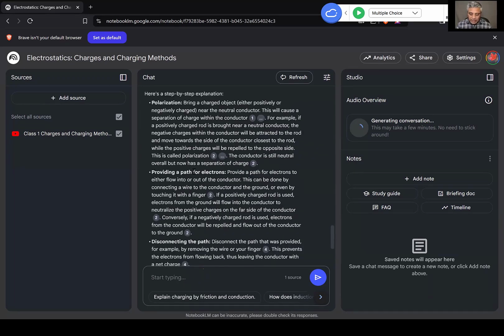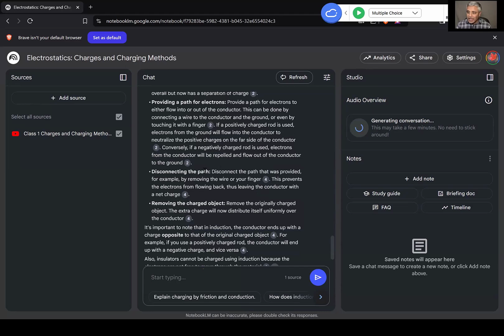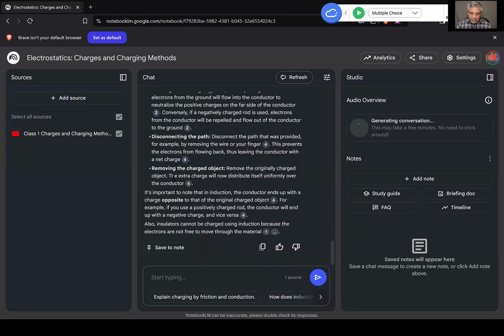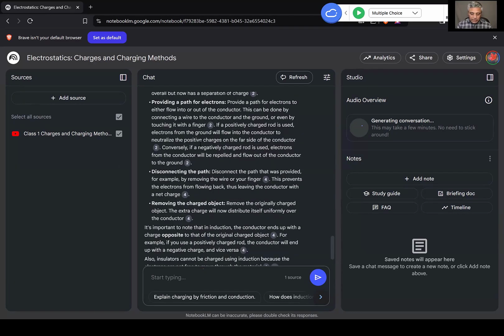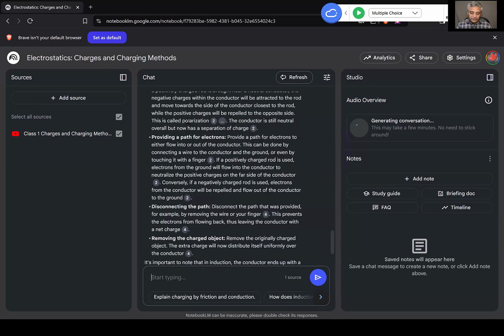So the first step is polarization, when you bring the positively charged object. And second, you provide the path, means you ground it. And then disconnect the path, disconnect the wire. And then you remove the charged object, the charged rod you brought. And then what happens? The conductor is left with the opposite kind of charge, right? So that's what we learned, that's what we talked about, and this basically summarizes that process here.